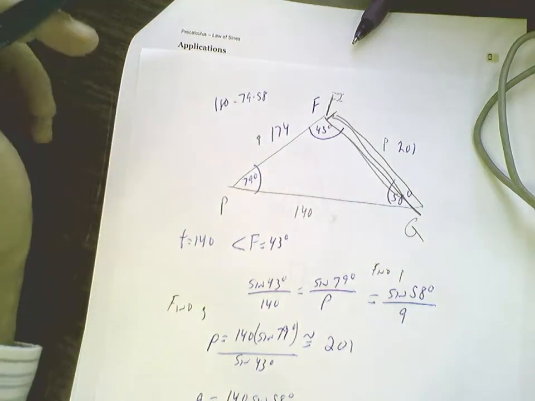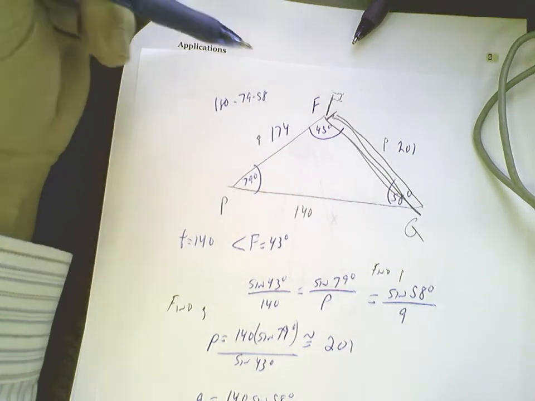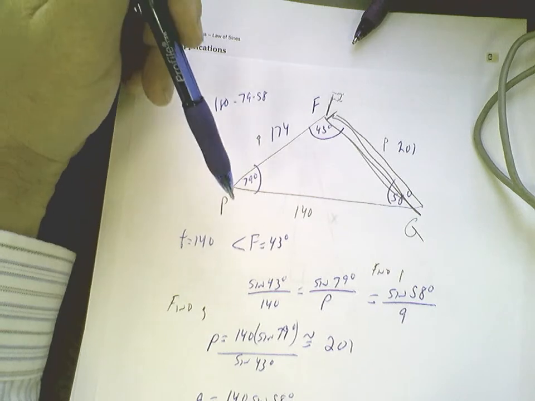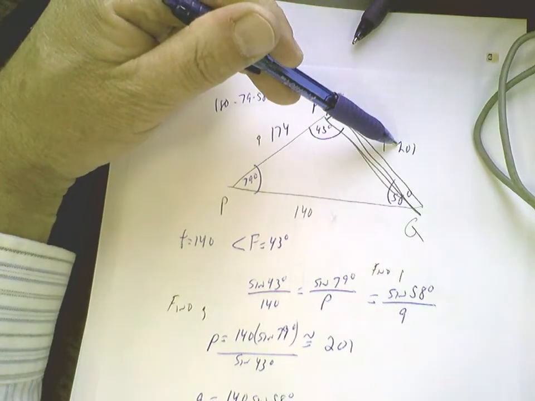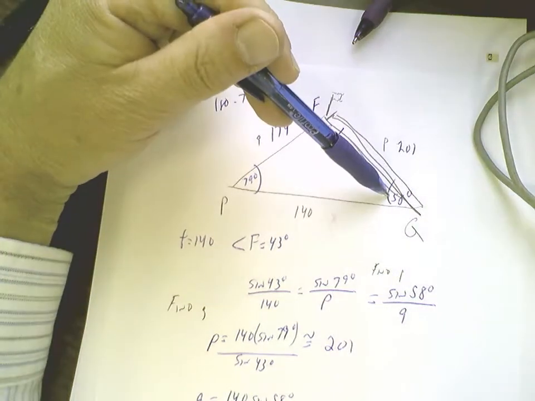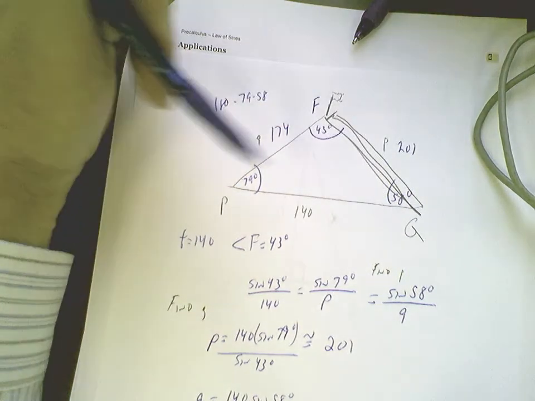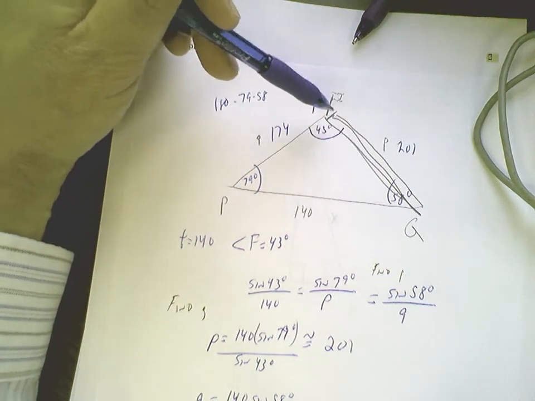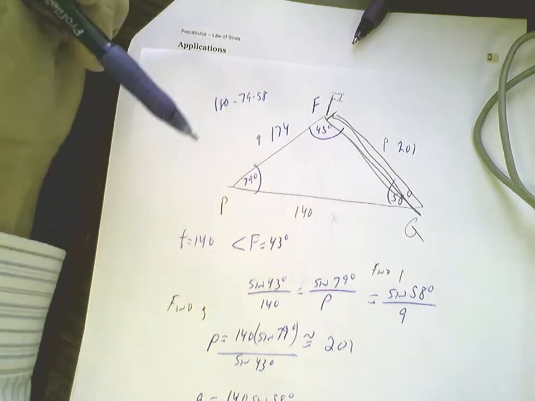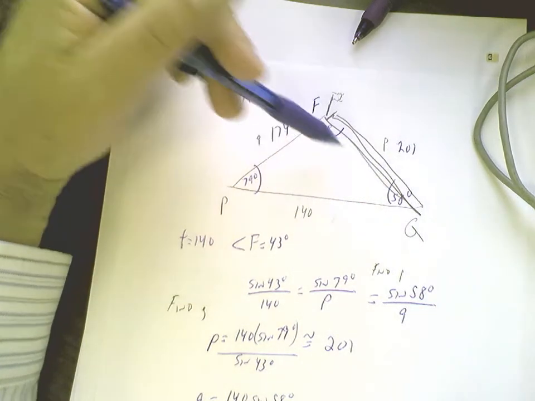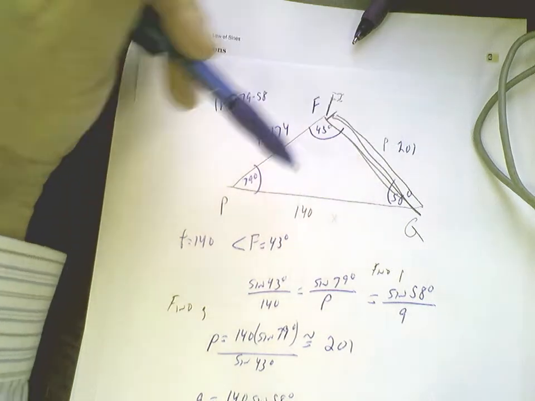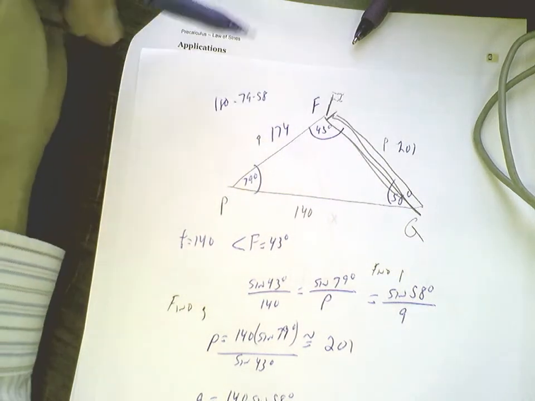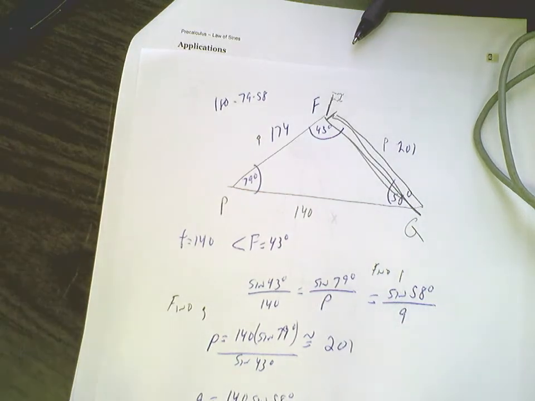Do I like these? Well, I'll trust my numbers for a couple of reasons, but one is because the biggest angle has the biggest side opposite. 201 is the biggest of the three. 43 is my smallest angle. And what's my smallest side? 140. Angle Q, 58, is right in the middle of the two, and this is my middle length in terms of, here's the biggest, here's the smallest, here's the one sitting right in the middle. So there's the structure for that first problem.